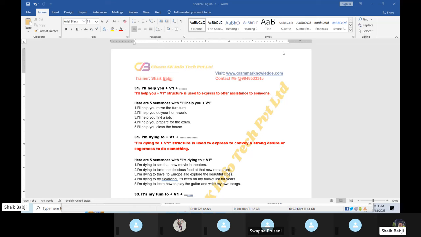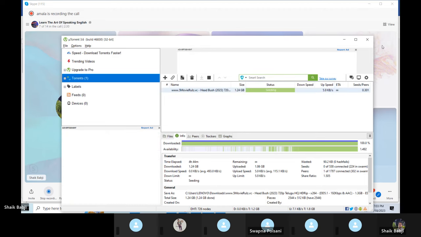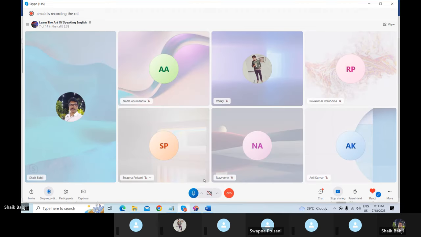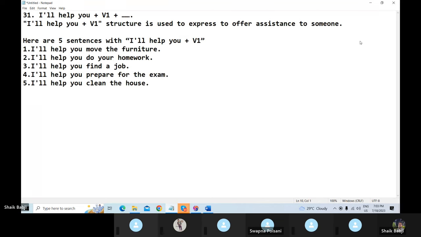Okay. Like every day, today also we are going to learn five structures. Let's see what today's structures are. First structure is I'll help you plus V1 plus something. So the structure is I'll help you. With I'll help you, we have to use V1 plus something. So what is this structure? Let's see how we can use this structure.